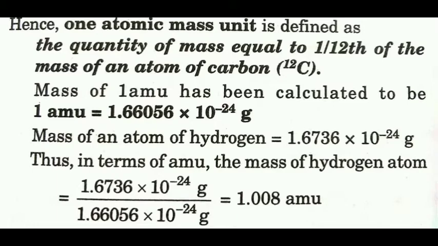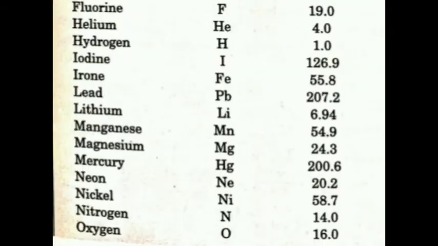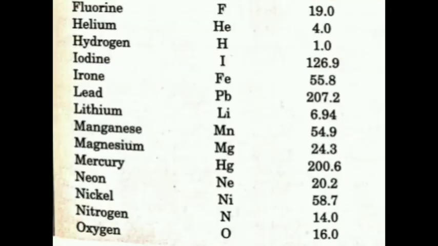In the same way, we can calculate the mass of the different atoms. For example, the mass of the oxygen atom comes out to be 16 U, and the mass of the nitrogen atom comes to be 14 U. There is a table in which you can see the elements, symbols and their atomic masses, which we have calculated in the same way which I have just described. So this is about the atomic mass unit.